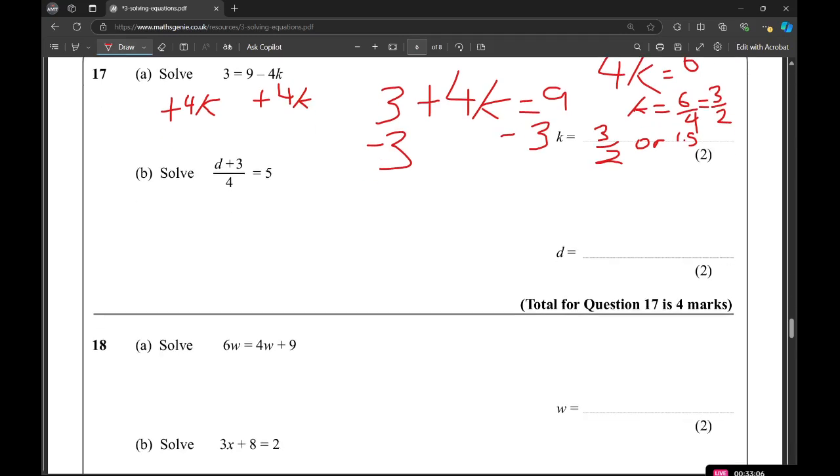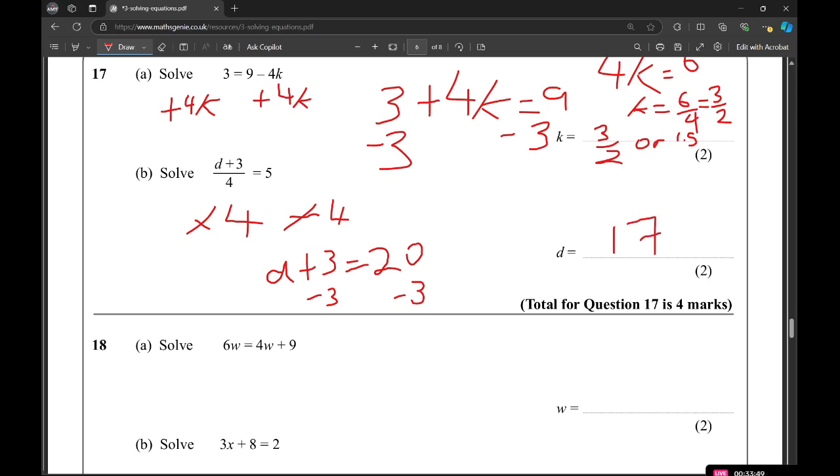Next one, part B, solve d plus 3 over 4 is equal to 5. So times by 4 on both sides. When I do that, we have d plus 3 is equal to 5 times 4, which is 20. My job is to isolate d and get it by itself. Then I'm going to subtract 3 on both sides. So d equals 20 minus 3, which is 17. And that, guys, is my answer to 17b.